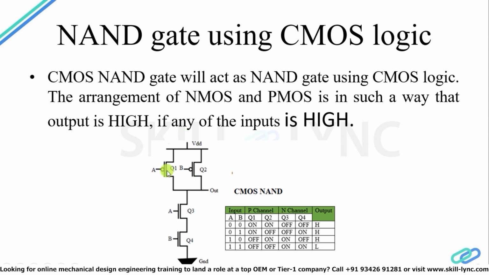Now come to the third case, that is 1, 0. A is 1 and B is 0. A equal to 1 means Q1 is off because it is PMOS, it requires 0 to be on. Q2 is 0, so it is on. Now Q3 is on because A is 1. And Q4 is off. Why? Because the input is 0, it should be 1. So out of Q1 and Q2, my Q2 is on. So the path is this, VDD triggers it and output will be high.